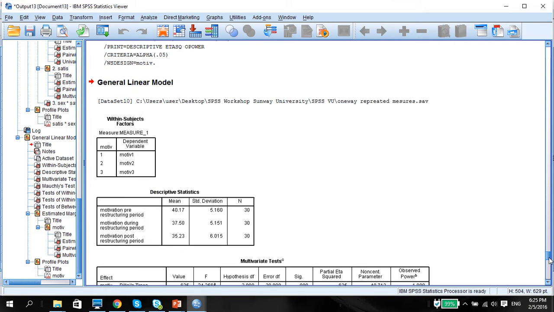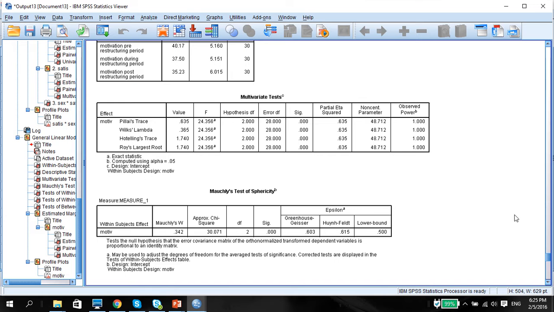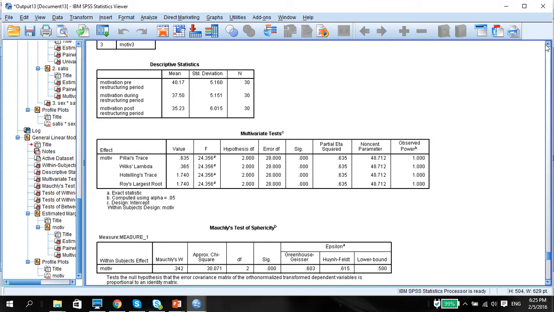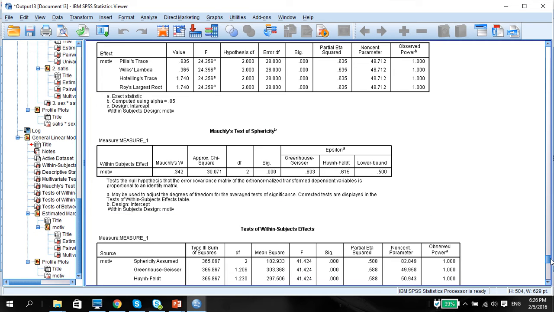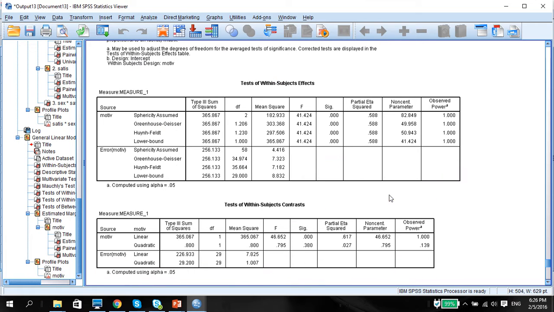So what we need to look at here is the different means of the 3 time periods, as well as the multivariate test. Just look at Wilks' lambda. It is significant, so there is a significant difference between the 3 time periods in terms of their means. Mauchly's test of sphericity, if you notice, is significant, which means we reject the null hypothesis of equality of variances among the three. And of course, tests of within-subjects effects.